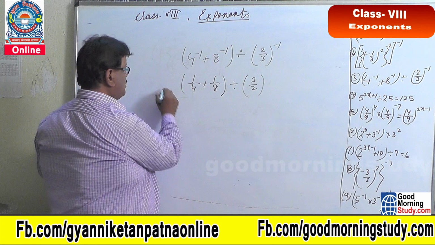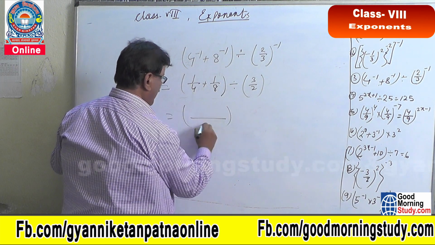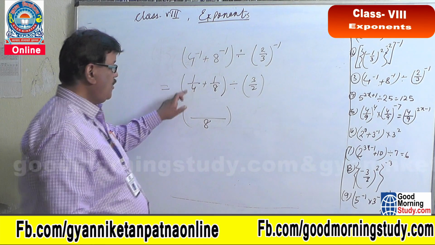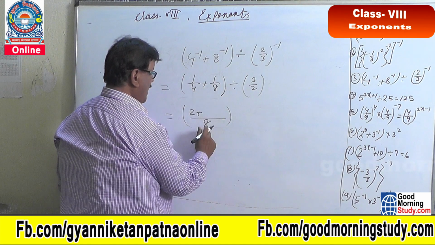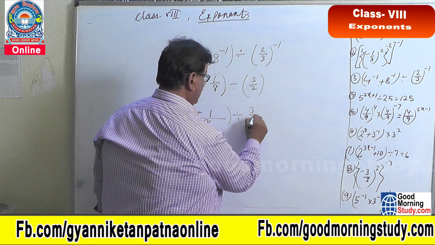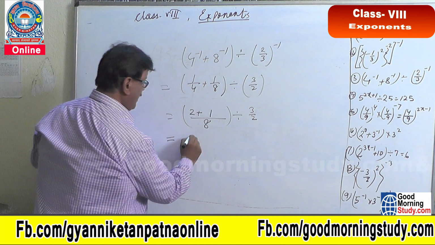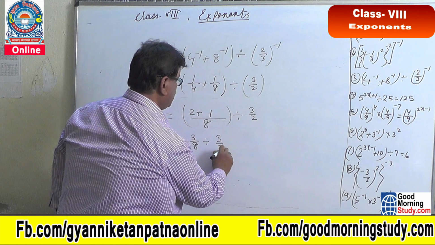Now get the LCM of 4 and 8. The LCM of 4 and 8 is equal to 8. 4 2s are 8, 2 1s are 2, plus 8 1s are 8, that is 1 1s are 1, so 2 plus 1, divided by 3 by 2. The next step will be 3 by 8 divided by 3 by 2.